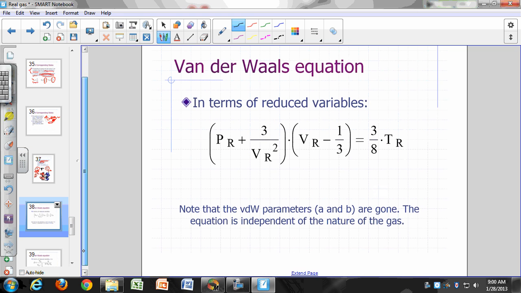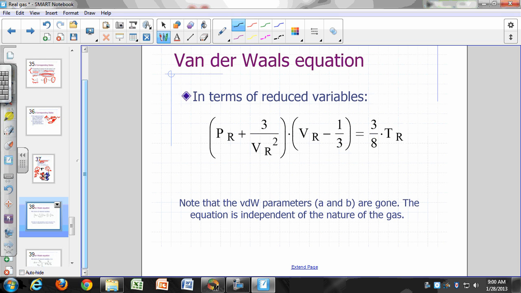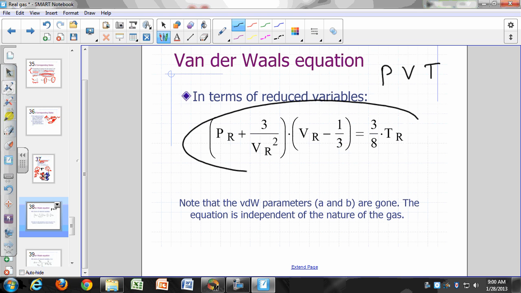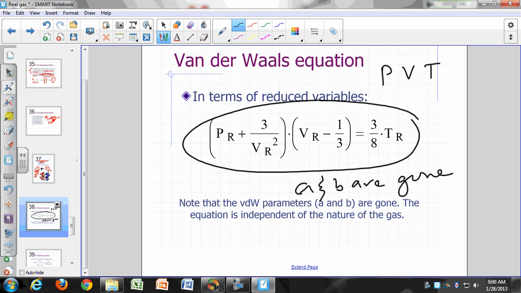Now, if you were to go to the van der Waals equation and actually do a substitution, if you were to express your pressure, volume, and temperature in terms of the reduced variables, this is the equation you end up with. And what do you notice about this equation for the van der Waals equation? The A and B are gone. So that sort of justifies the principle of corresponding states.